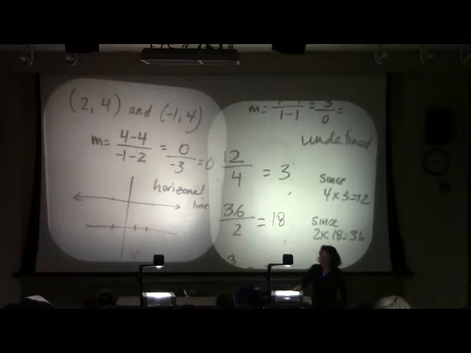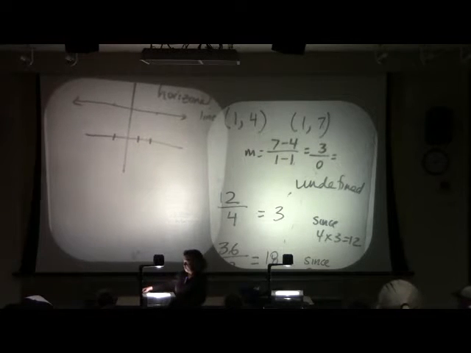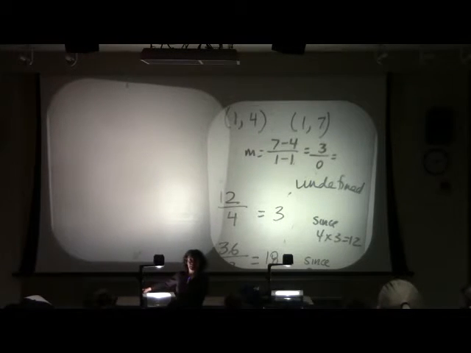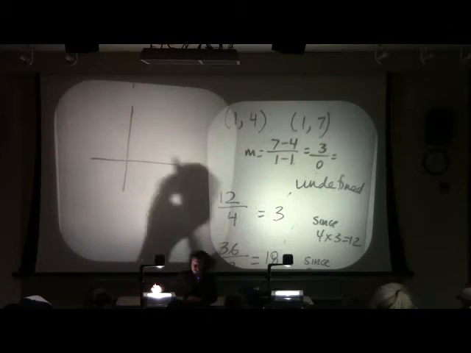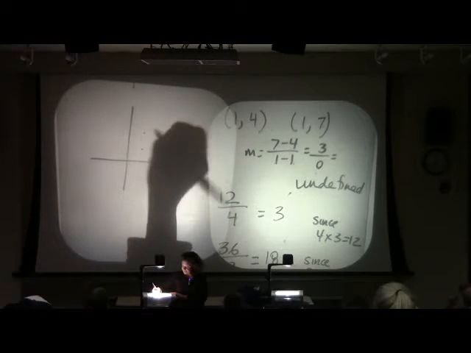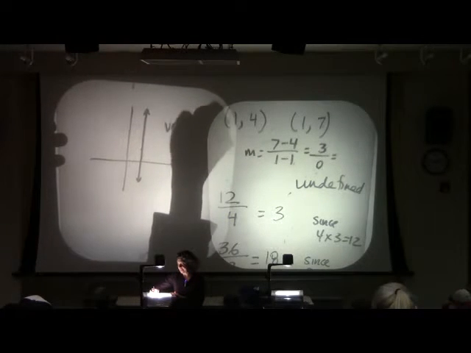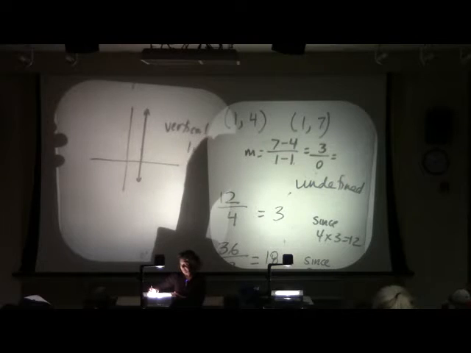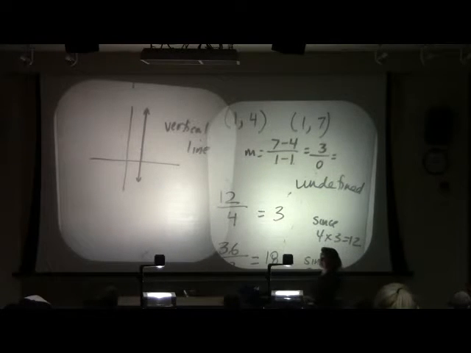All right, so now that we've said that we have such a thing as an undefined slope, why don't we plot the points and play connect the dots and see what that looks like? Well, 1, 4, 1, 7, yeah. We have a vertical line. So when you have an undefined slope, you have a vertical line. Guys with me?